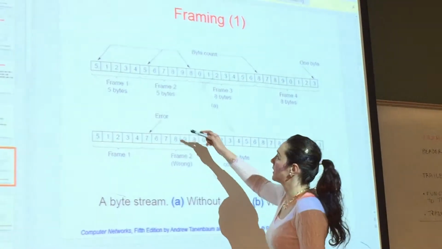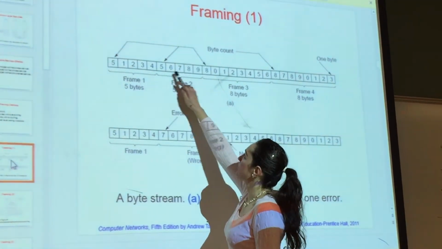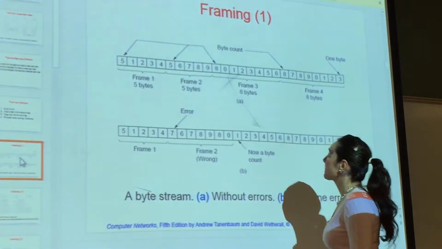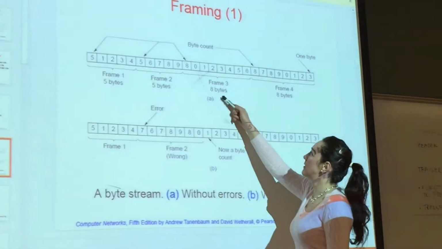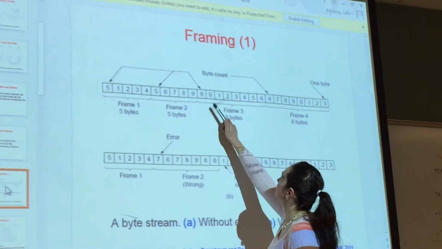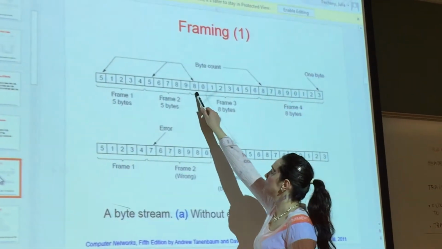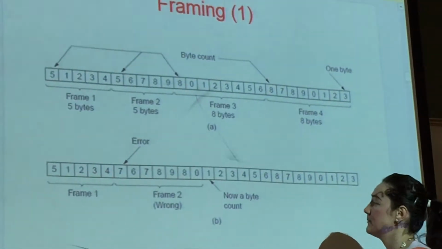The next one is the same. 1, 2, 3, 4, 5. So it contains 5 bytes. The next frame has 8. So we specify the number of bytes in the beginning.